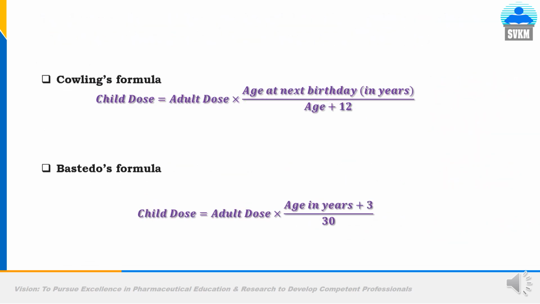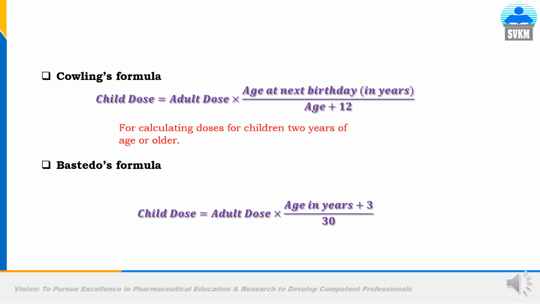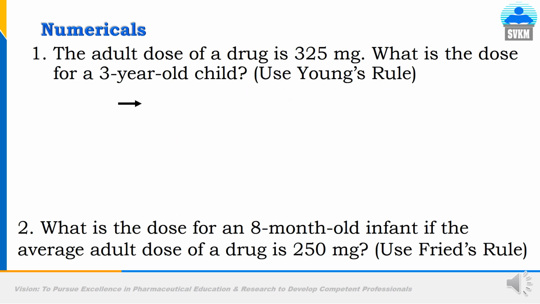Now the next are Cowling's formula and Bastedo's formula. Cowling's formula says that the child dose is equal to adult dose multiplied by age at the next birthday in years divided by 12 plus age. And this formula is used for calculating doses for children 2 years of age or older. And Bastedo's formula is: child dose is equal to adult dose multiplied by age in years plus 3 divided by 30. So these are for the estimation, or calculation, of the pediatric dose.